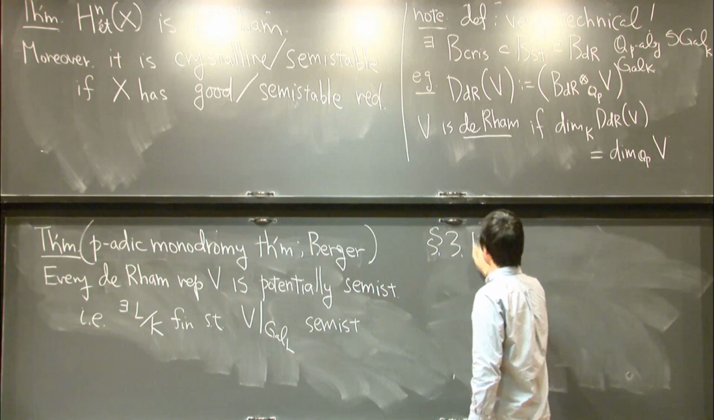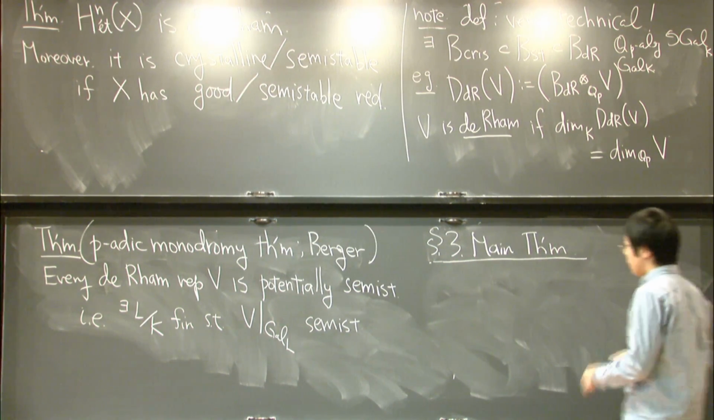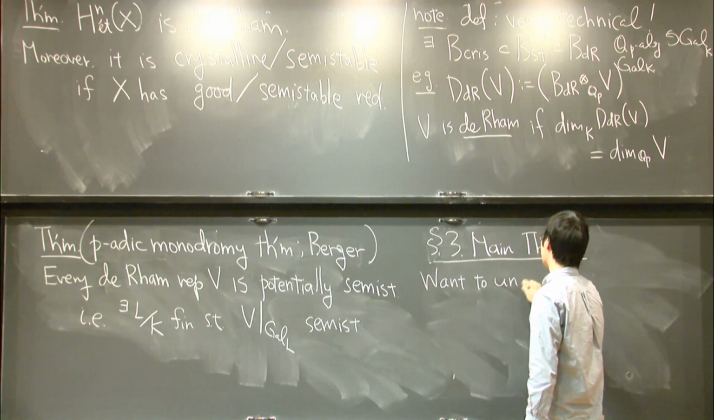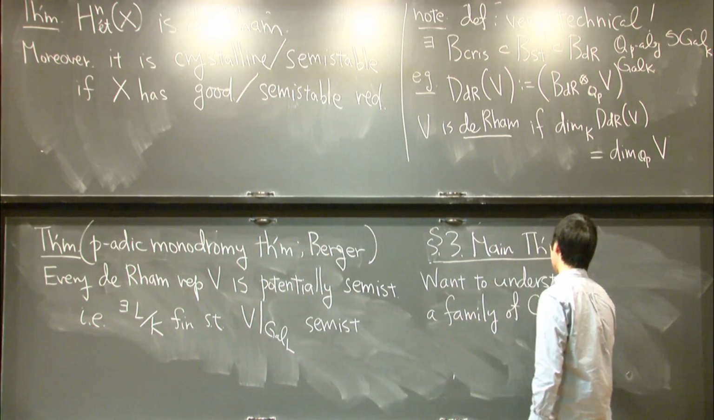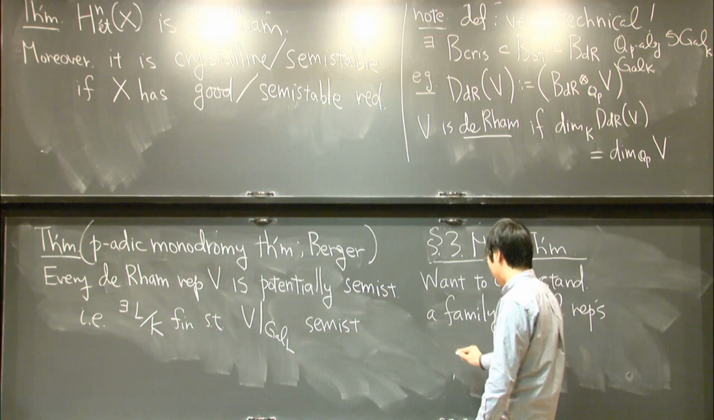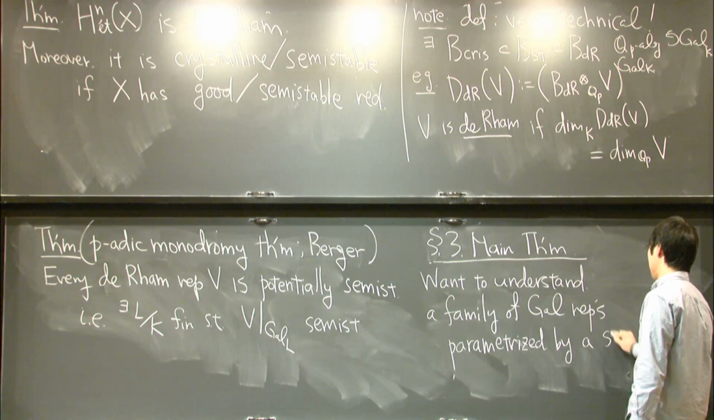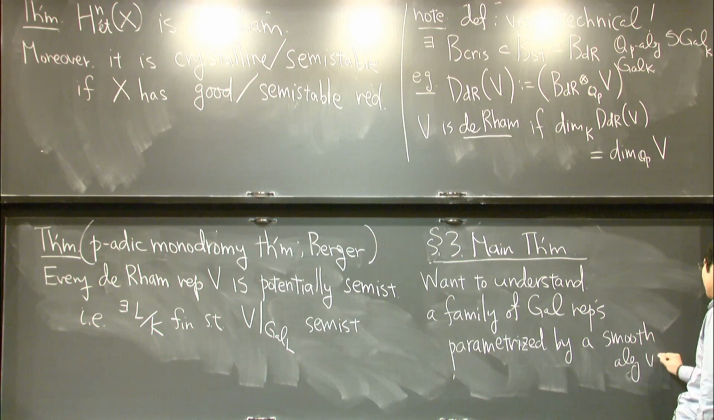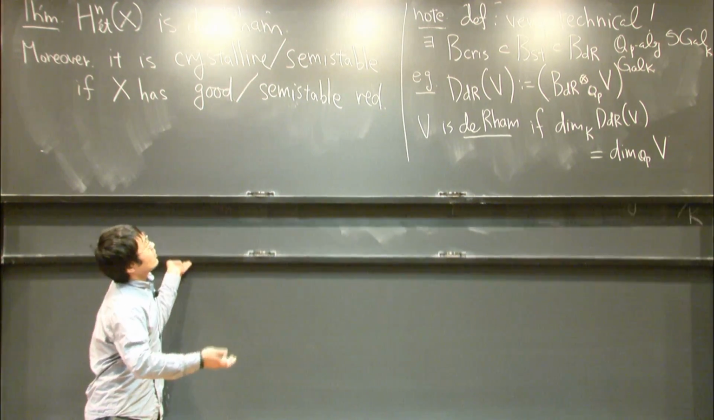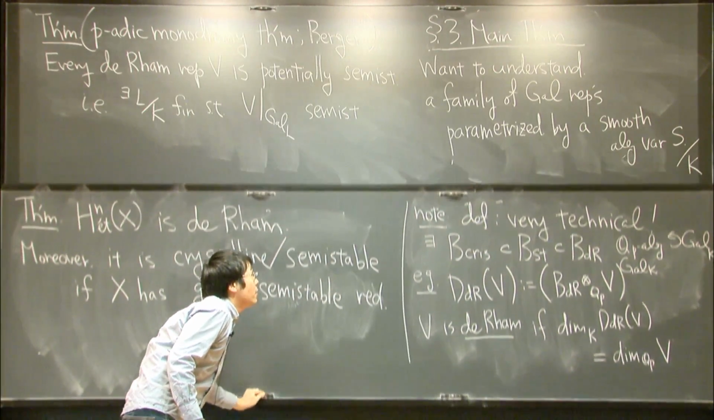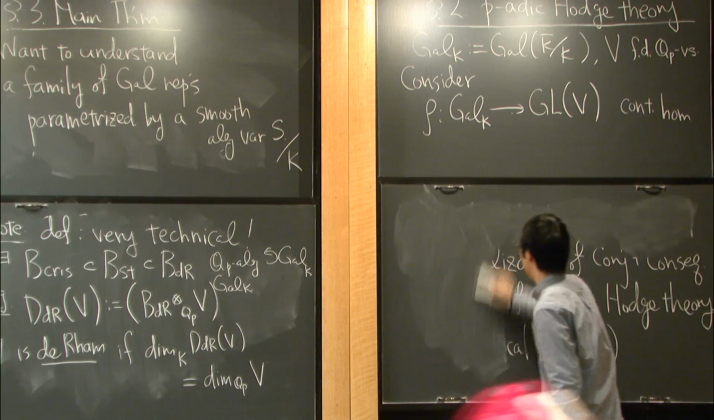Okay, so what we want to do is understand a family of Galois representations parameterized by a variety, maybe for simplicity, a smooth algebraic variety S over K. If you already know this kind of context, you can guess I want to work on local systems over S. But maybe I want to insert one quick example coming from elliptic curves, so that I can connect my talk with the introduction or motivation.